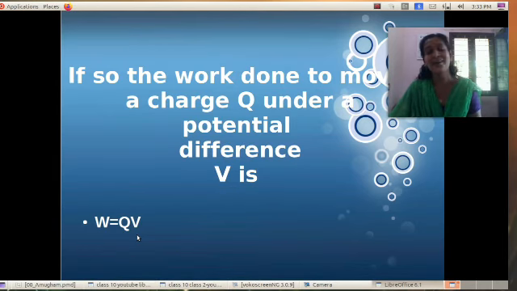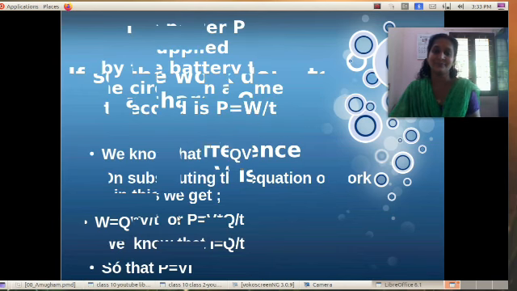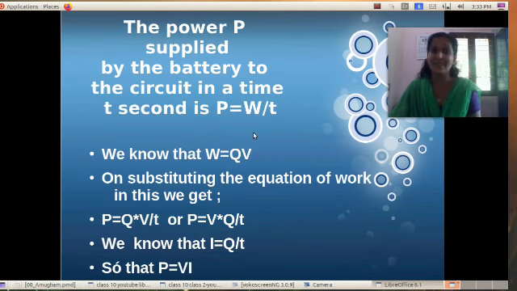Now we can find the work done by the battery or cell using the equation W is equal to QV. We have another equation. We can find the power supplied by the battery to the circuit in a time t second. P is equal to W by T. We can find the power using the equation P is equal to W by T. We know that work done is equal to QV, isn't it? Substituting the equation of work in this, we get P is equal to QV by T.